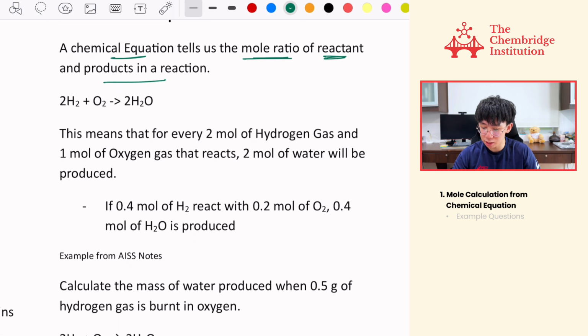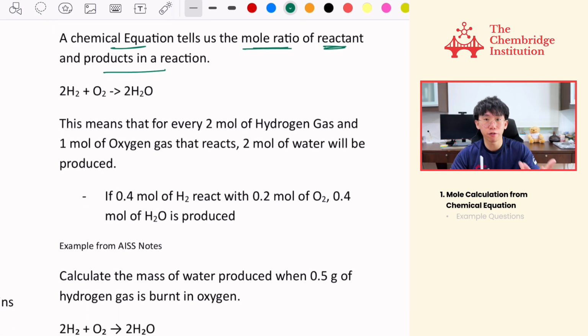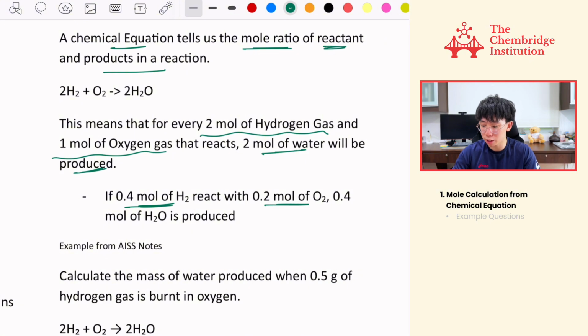For example, if you take a look at this equation here, this means that for every 2 moles of hydrogen gas and 1 mole of oxygen gas, you will get 2 moles of water that is produced. It's in a ratio, so it's not really in an absolute format. So if you have 0.4 moles of hydrogen gas reacting with 0.2 moles of oxygen gas, then you get 0.4 moles of water that is produced. It's just a ratio.